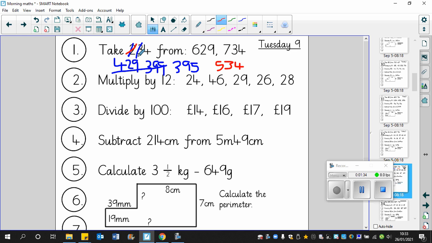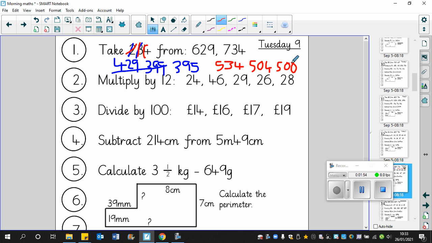Okay, now we need to take away the 30. We don't really need to do this, but I'm just going through it anyway. Take away the 30, which leaves us with 504, and finally we need to take away the 4, which leaves us with 500, just exactly 500.